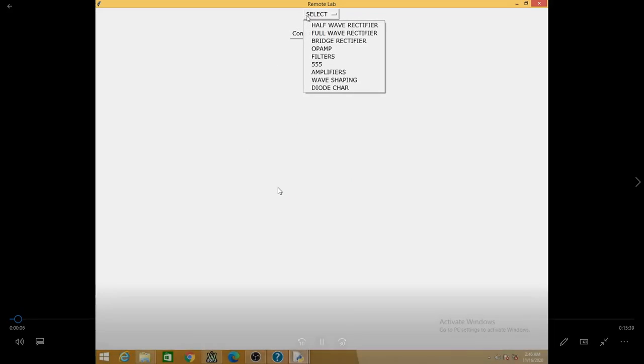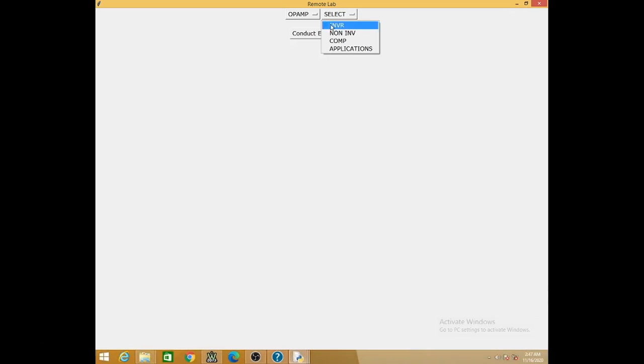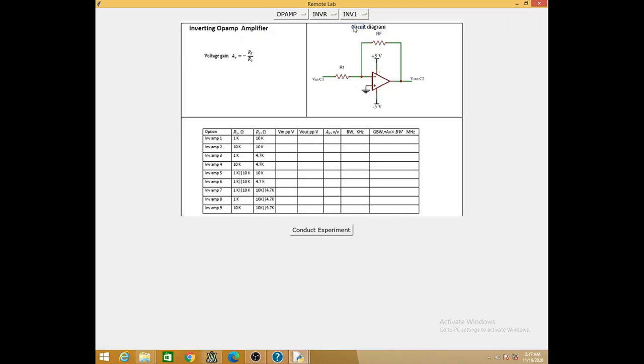Yes, sir. Of course, we are trying to conduct the inverting amplifier experiment using the remote lab. Just go through this procedure. You may already know it, but let us go through it in detail: what are the different settings you have to make while measuring different parameters. There are 9 different combinations, INV1 to INV9. The corresponding values of R1 and RF have been specified in the table.